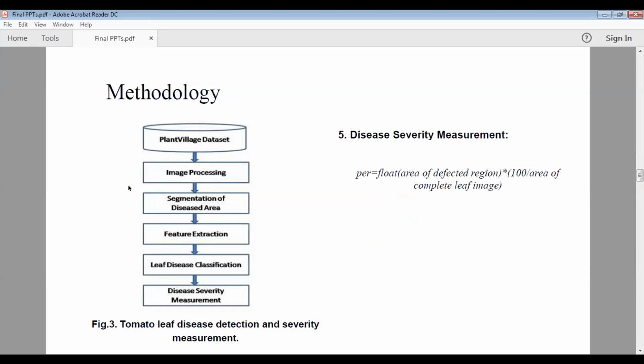Now next is the severity measurement. Here I use this formula. First, I converted the image to HSV in the segmentation. Then I converted that HSV image to grayscale, and here I use this formula: area of the defected region divided by the area of the complete region. Using this, I calculated the percentage and compared all of these. So this was about the methodology.